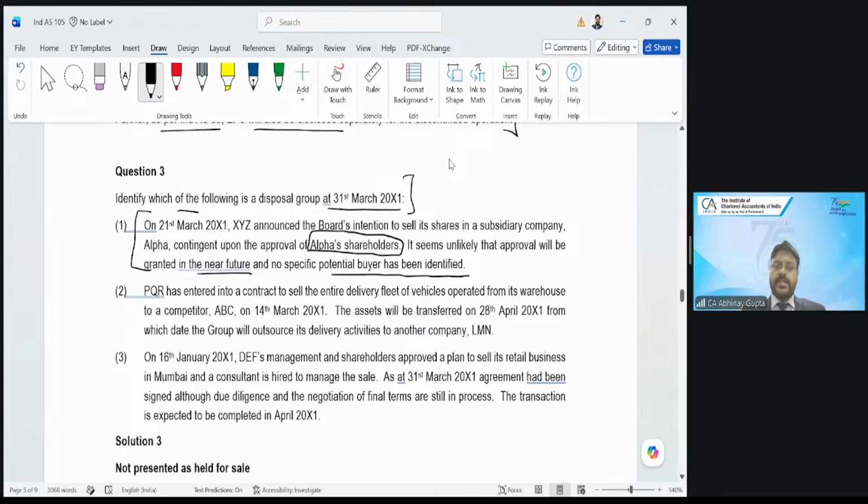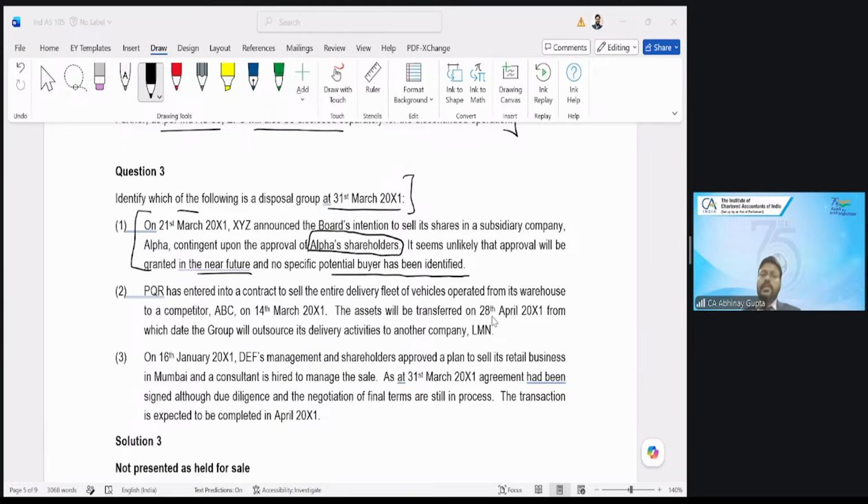So what were the 6 conditions which we have discussed? It has to be available for sale in its current condition, right? So in this case, it is subject to the approval of the Alpha shareholders. Okay. Then there shouldn't be any change in the management's intention, right? So which is unlikely, because of the limited facts we cannot comment upon. So we can safely assume, yes, the management is committed, right? Buyer is actively located. So in the facts, it is given that there is no potential buyer identified.